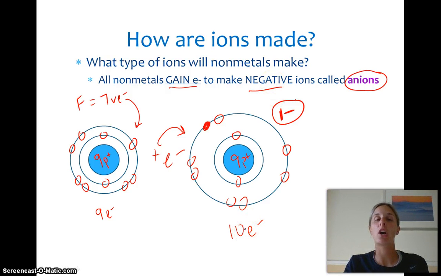And your negative charge is all going to be impacted by how many negative pieces you're gaining. So if I add 1 negative, I take on a -1. If I add 2 negatives, I would take on a -2. If I add 3 negatives, I would take on a -3. So your charge is all going to be impacted by, am I gaining pieces to become negative, or am I losing pieces to become positive? And whether you gain or lose is all linked into the number of valence electrons that you have.